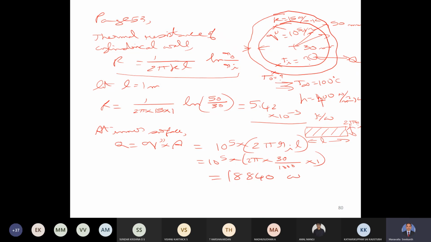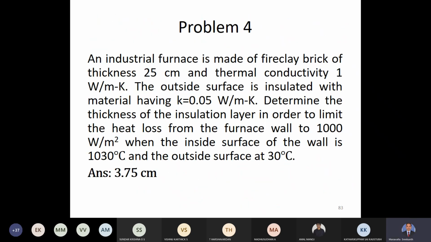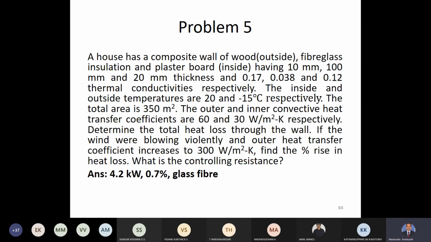Now we have taken L as 1. It doesn't matter whether the length L is some other value, because somewhere in the process the length gets cancelled out, and therefore we don't really need the length. So that's about problem number 3. This problem number 4 we have solved yesterday, so we'll move on to the next problem.